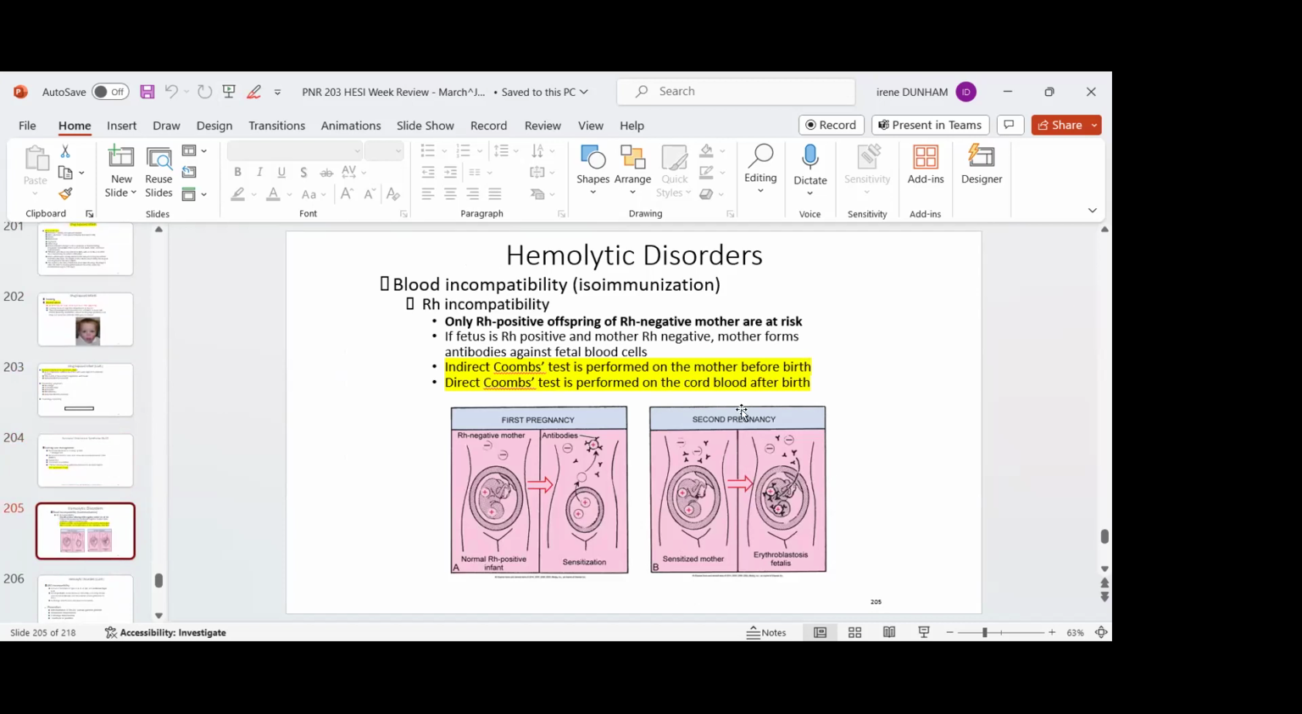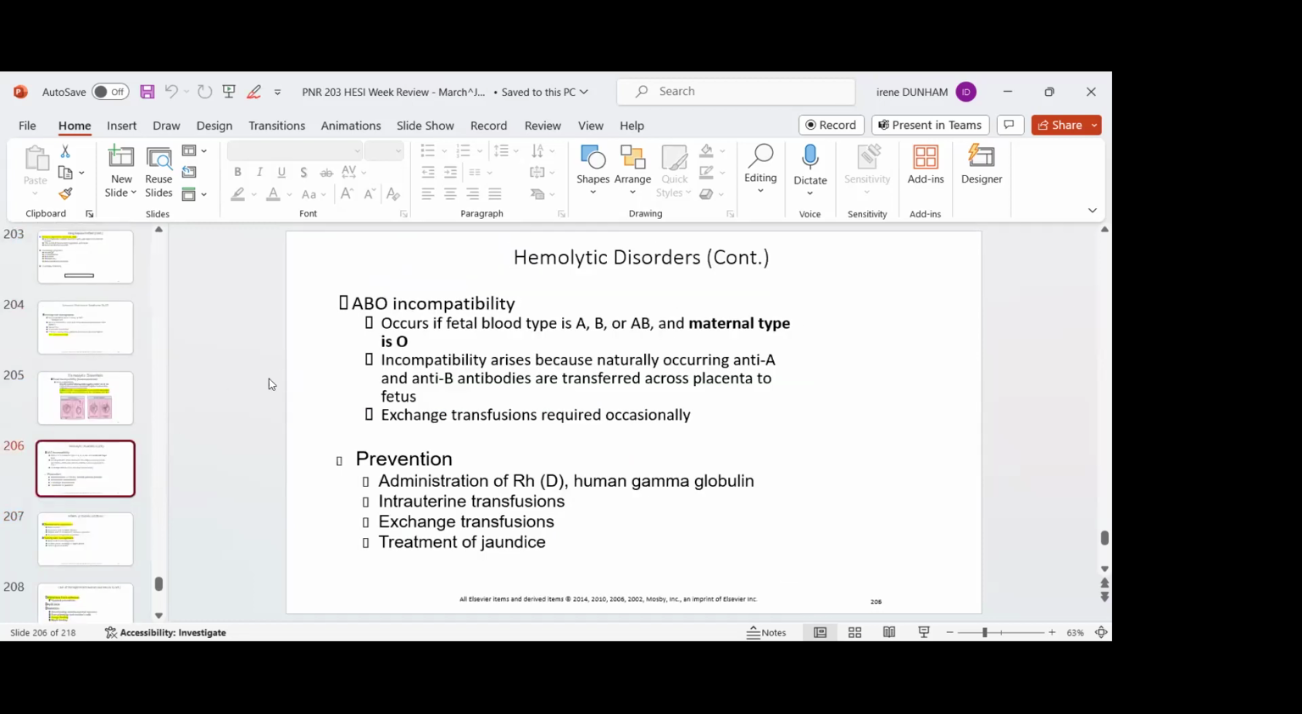We talked about hemolytic disorders. When mom's Rh negative and she's at risk when the fetus is positive. So here you go. A lot of times HESI will put either the indirect Coombs test or the direct Coombs test. So I highlighted this for you: the indirect Coombs test is performed on the mother before birth, okay? And then the direct Coombs is tested on the cord blood at the birth. Then we know that she's at risk, okay? So what are you going to give mom? Give RhoGAM. All righty.